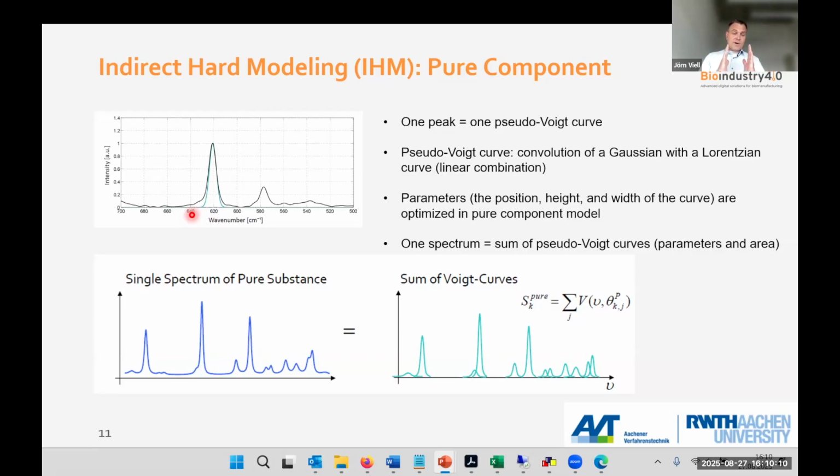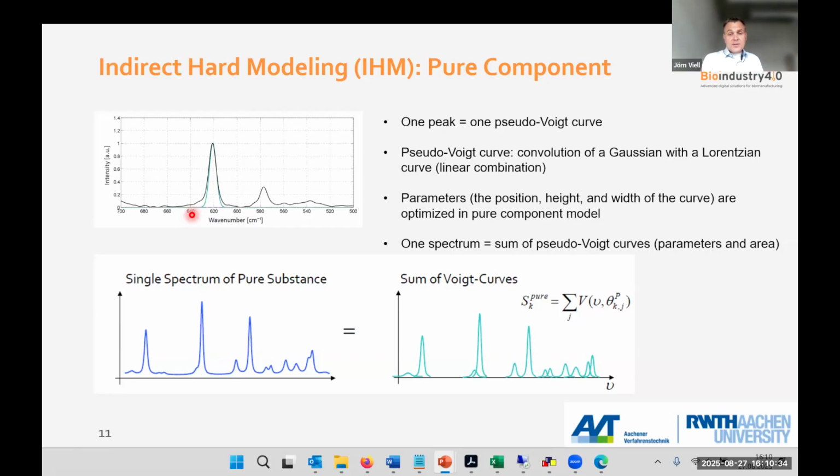NMR usually has very strong, very sharp peaks. Raman has broader peaks, FTIR even broader. That also relates to the optics. In an ideal world, it would be only a very single intensity, like in gas phase measurements. In liquids, there's much more interaction and it broadens the peaks.